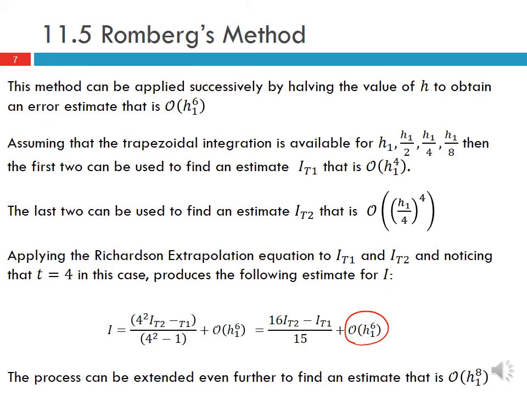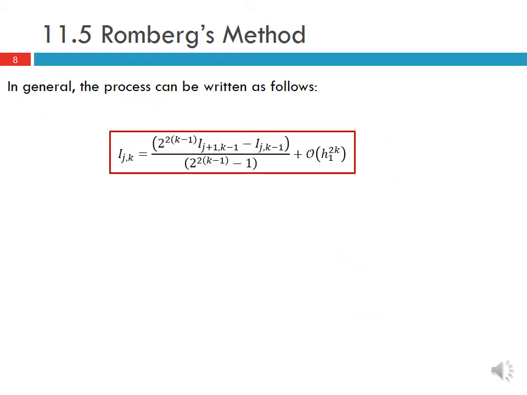This process can be extended even further to find an estimate that is order h^8. In general, the process can be written as shown here. It's denoted I_{j,k}, equal to a linear combination of our higher accuracy estimate, so with the smaller step size, minus the lower accuracy estimate, divided by 2^(2(k-1)) minus 1. This gives us an estimate that is order of h^(2k).